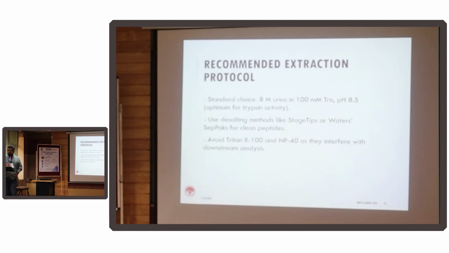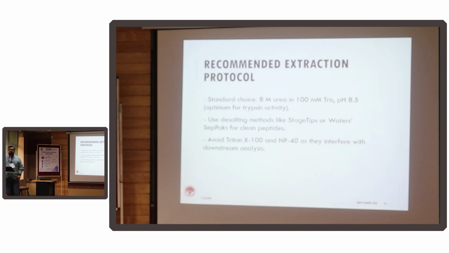Okay, so first thing is your choice of buffer. What buffer would you use? Mostly it's 8 molar urea in 100 millimolar Tris, pH 8.5. pH 8.5 is for trypsin activity. Again, these are very generic methods that most labs follow. If you have anything specific, it might not suit you.